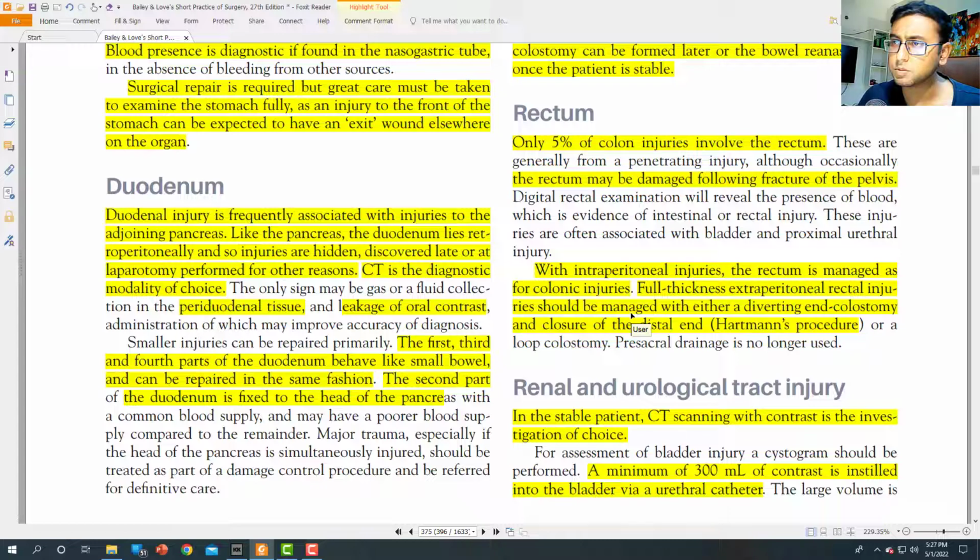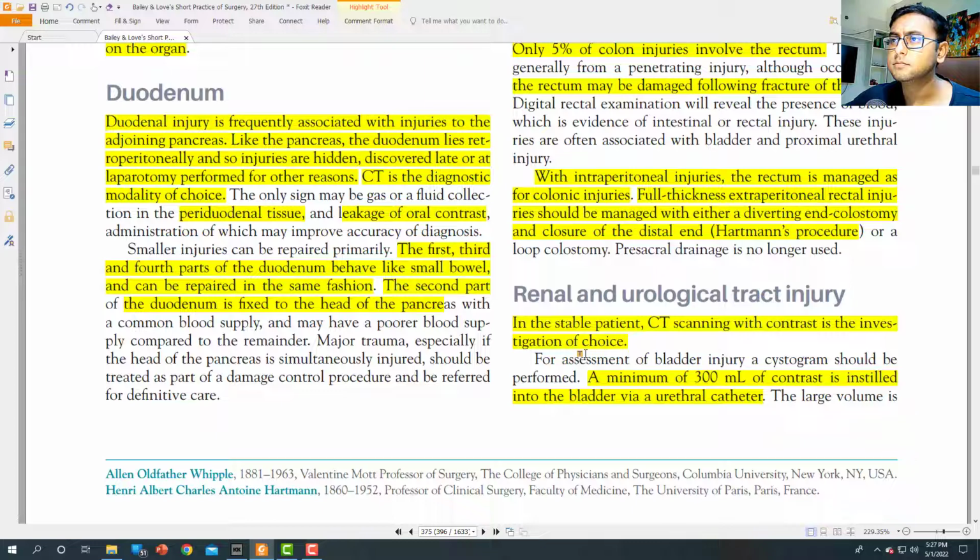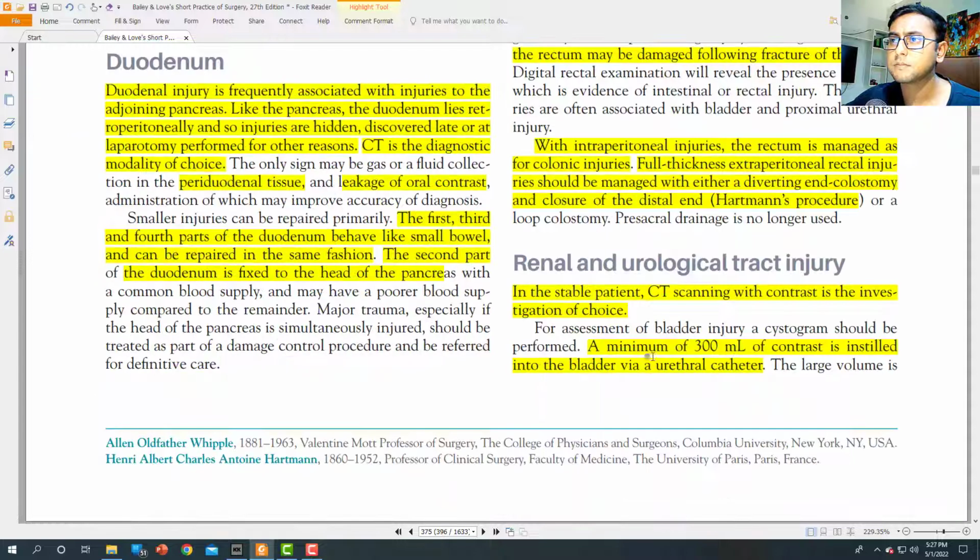and the loop colostomy, or presacral drainage, is no longer used. Then the renal and urological tract injuries. In the stable patient, CT scan is the best choice, and a minimum of 300 ml of contrast is instilled into the bladder via the urethral catheter. So we will use 300 ml of contrast to detect the rupture point or injured portion of the bladder.